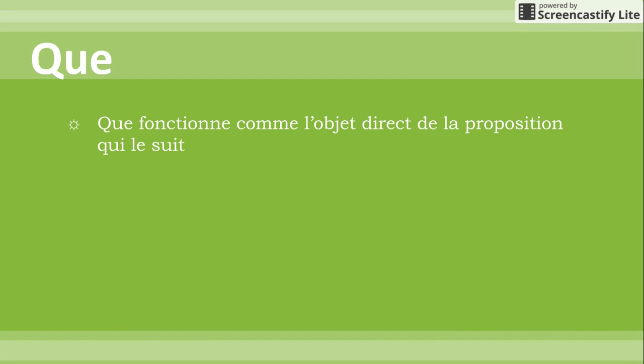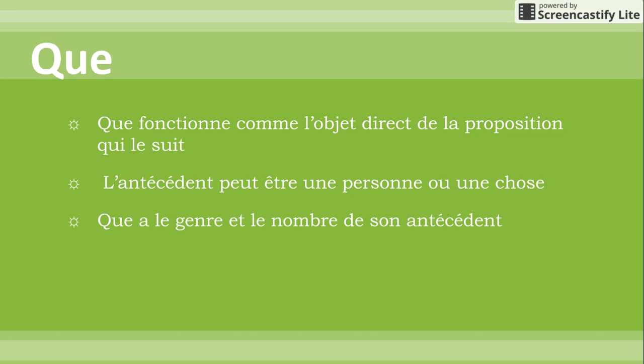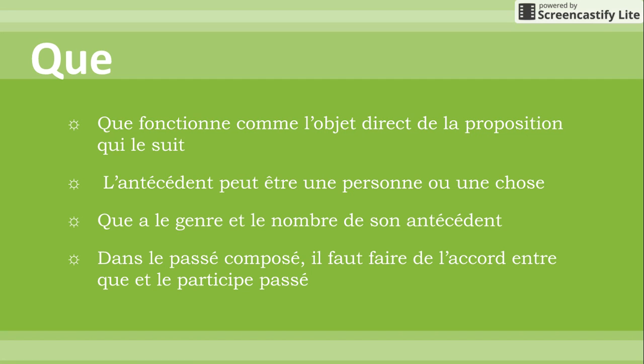For que, it's going to be the direct object. The antecedent can still be a person or a thing. And it has the gender and number of its antecedent. And when we have que in the passé composé, there will be some agreement with the past participle.